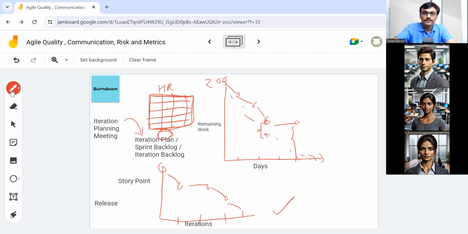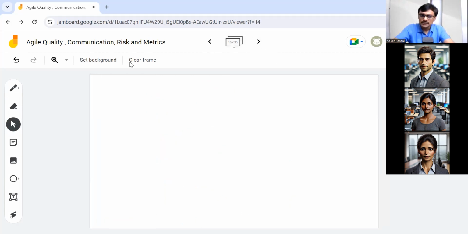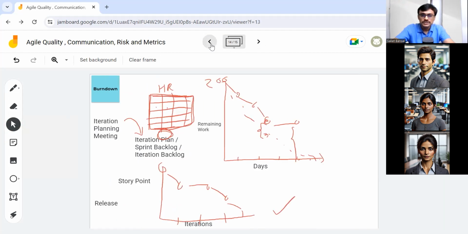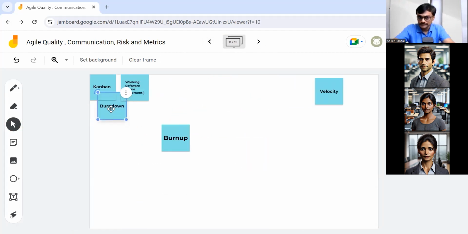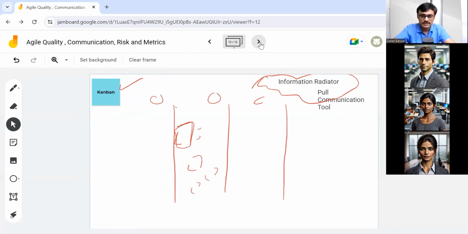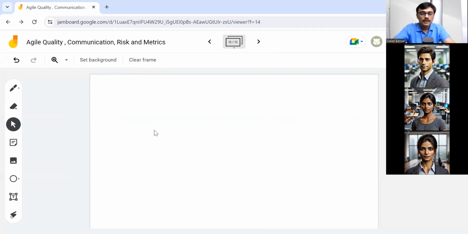Good. Now, here we have some problem because we only show what amount of work is left. So using the same data, you can create another chart, which is called the burn up chart. And then we have a final term called velocity. This is the area now. Now, what is a burn up chart? The underlying data is the same. The same data can prepare a burn down chart. The same data can prepare a burn up chart.